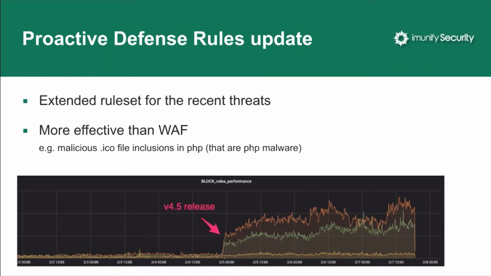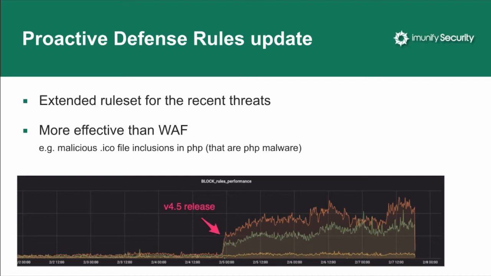And the last feature for Imunify version 4.5 is the proactive defense rules update. We added a lot of new rules to protect your server against all emerging attacks, emerging threats, and a lot of new attack vectors. And also we noticed that there are still a lot of old infections that we didn't cover, but now we can do that.